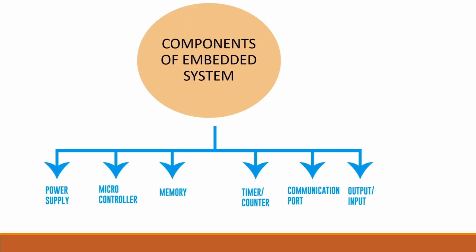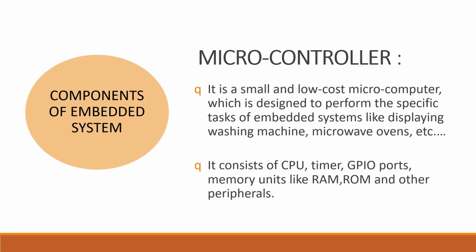Then we can see the components of an embedded system. There are mainly six components: the power supply, which gives power to the microcontroller, then its memory, then the timers for accurate timings, then its communication port, GPIO ports, then its output and input modules. Now we can see elaborately about the microcontroller.